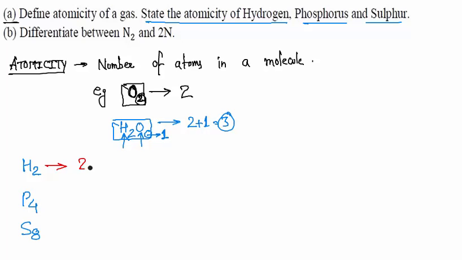Okay, so the atomicity of H2 is 2. Phosphorus is 4. Atomicity of sulfur is 8.